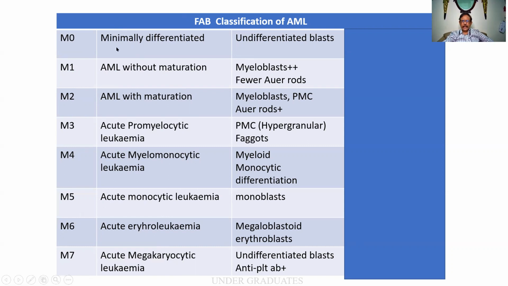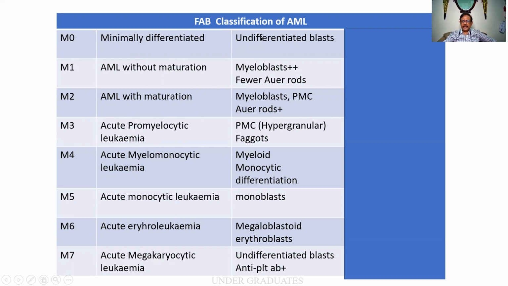The second column. M0 minimally differentiated, M1 AML without maturation, M2 with maturation, M3 acute promyelocytic leukemia, M4 acute myelomonocytic leukemia, M5 acute monocytic leukemia, M6 acute erythroleukemia, M7 acute megakaryocytic leukemia. This second column is mandatory. Please do not write just M1, M2, etc. And the description for this will be as follows.